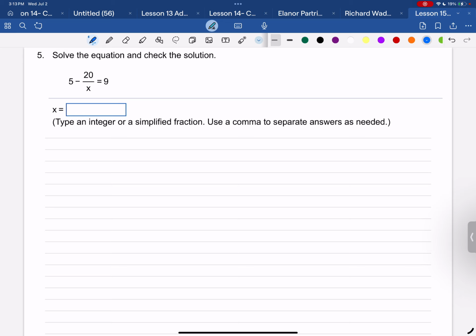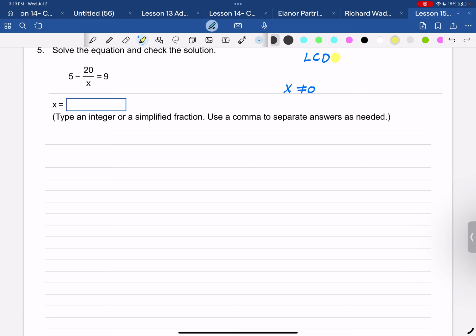Now, as a reminder, we need to find that LCD because we're going to multiply everything by the LCD to clear out the fractions. Now, I only have one denominator, okay? Now, let's first make sure we recognize that x cannot be 0 because that's the one value that will make this denominator equal to 0. So we can't have an answer of 0. Okay? Our LCD is going to be just x. We only have one denominator, so that's our LCD.